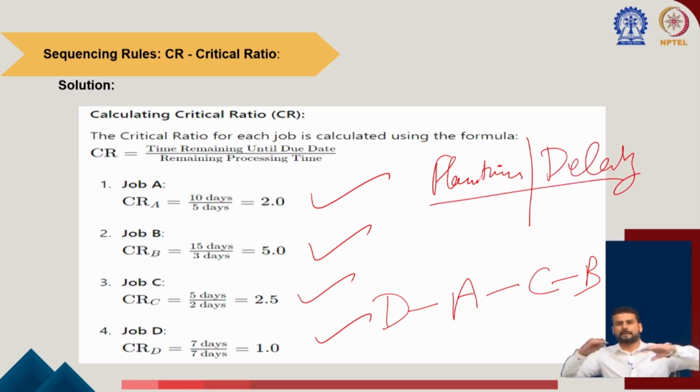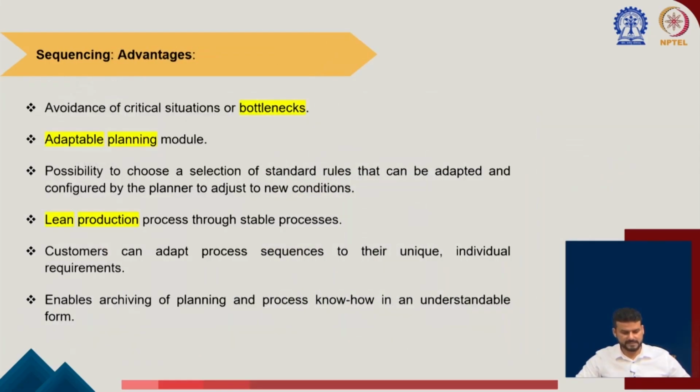So actually you can compare all these algorithms: who is taking the maximum flow time, and where is the maximum delay per job. This is easily found out. So what are the advantages of sequencing? Obviously we can avoid the bottlenecks, wherever bottlenecks are limiting your production. You can address those bottlenecks, those checkpoints will be there.